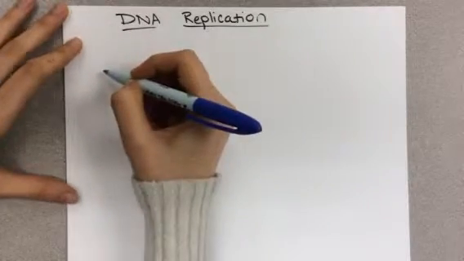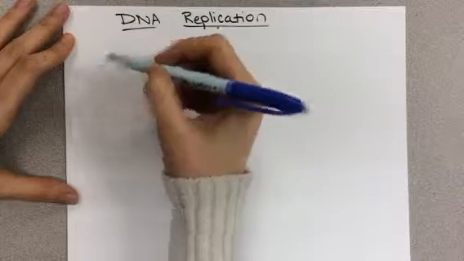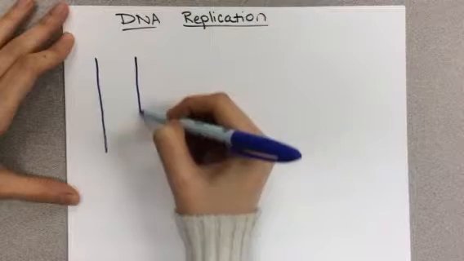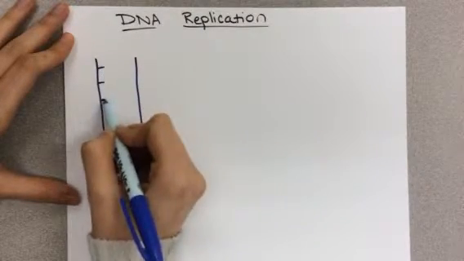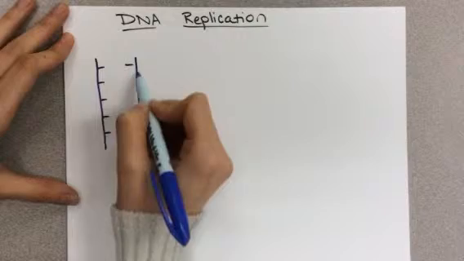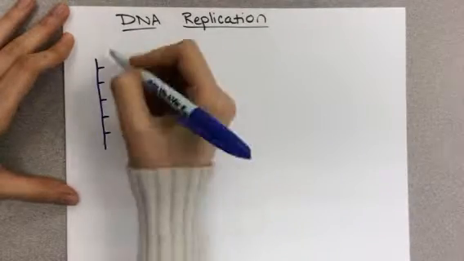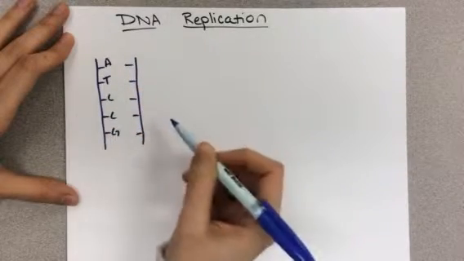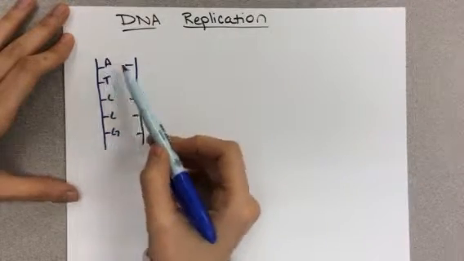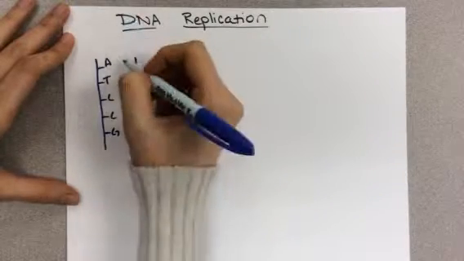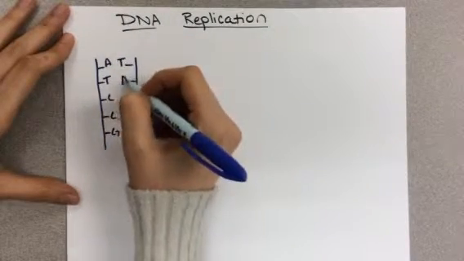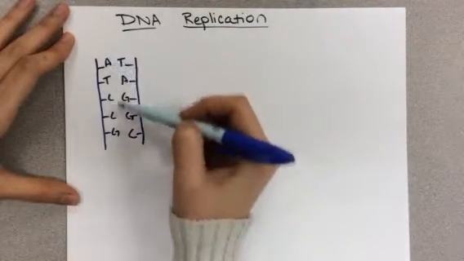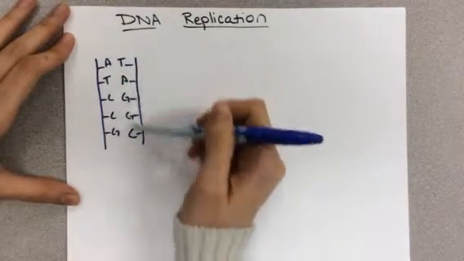I'm not going to draw the double helix, just because I think it'll make it a little bit more confusing to follow along. So I'm just going to draw the double strands of DNA molecule here. And let's just make up a sequence. We've got A, T, C, C, G. And we know, based on base pairing rules, that A bonds with T, T bonds with A, C bonds with G, G here, and C here. So this would be our double strand of DNA.